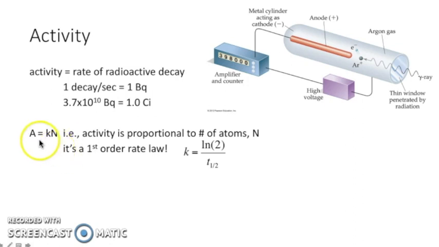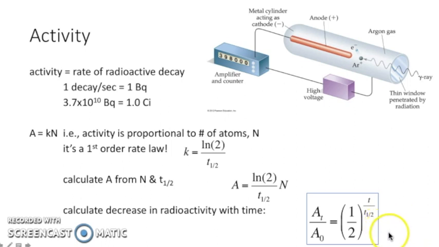And the way we find the activity is just k, which is our first order rate constant, times N, which is the number of atoms. And this is sort of analogous to the way that we talk about first order rate law. Rate equals k times the concentration. Here, activity equals k times the number of atoms. We do that because usually radioactive elements are metallic, and so they're not usually dissolved in solution, so it makes more sense to talk about the number of atoms.